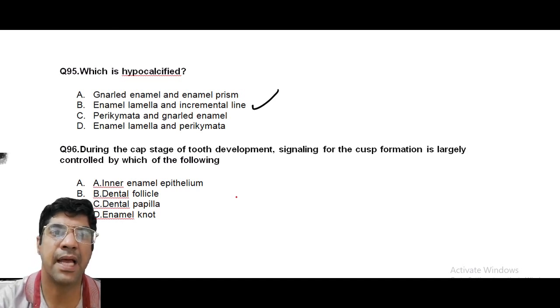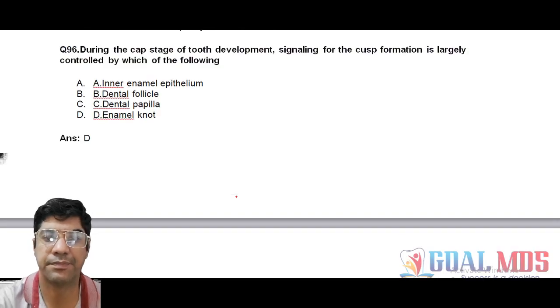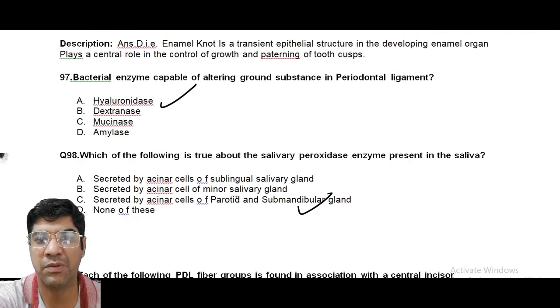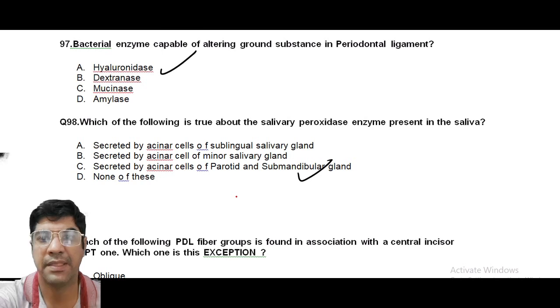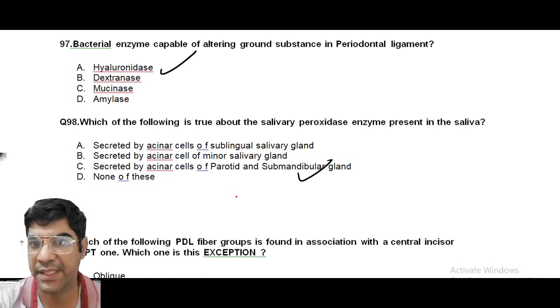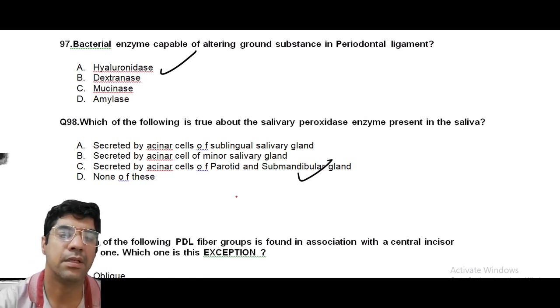The bacterial enzyme that is capable of altering ground substance in the periodontal ligament is hyaluronidase. So it is a bacterial enzyme that is capable of altering the ground substance in the periodontal ligament. This enzyme can degrade the hyaluronic acid that is present in the ground substance in connective tissue, including the periodontal ligament.